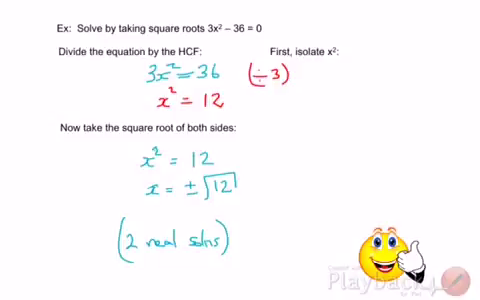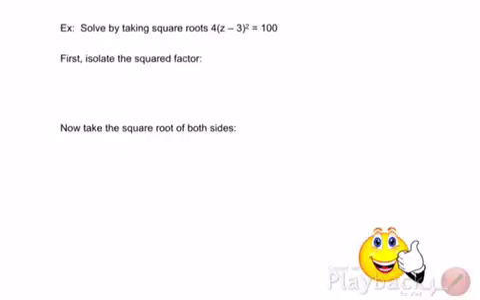Okay, next one. Solve by taking square roots of the following. The part that's being squared is inside the bracket here. So I'm going to isolate that part there. I need to get rid of this 4. So I need to bring it over. When I bring the 4 over, it becomes divide. So my new equation is z minus 3, all squared, is equal to 100 divided by 4, which is 25.